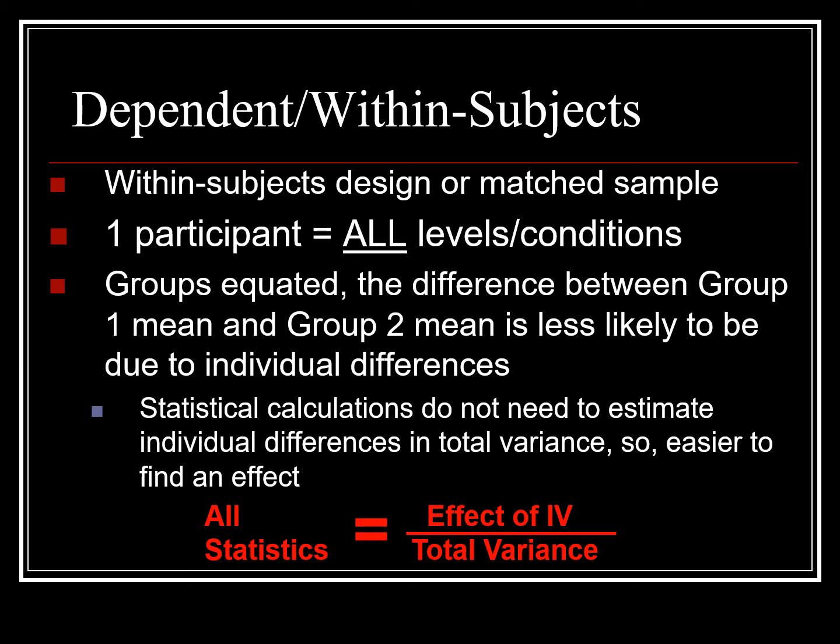So that means that if we ran the exact same statistical numbers through a between participants ANOVA and a within subjects ANOVA, the within subjects ANOVA would always be the more powerful design. It would always indicate a larger effect because the bottom of the equation no longer contains an estimate of individual differences.